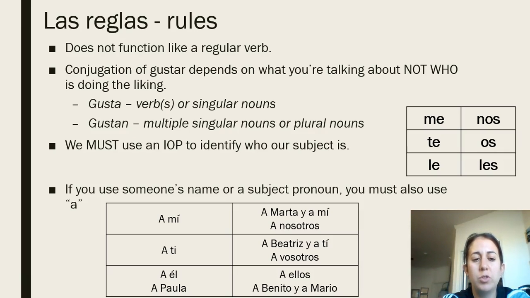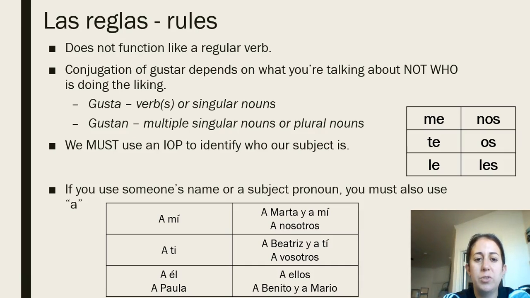If we're going to use our singular conjugation, gusta, we're going to use it anytime we've got a verb. It can be one verb or it can be multiple verbs. Or you're going to use gusta with singular nouns like la gorra. We're going to use gustan if we've got multiple singular nouns like that last example, such as el vestido y el traje, or plural nouns such as esos zapatos.